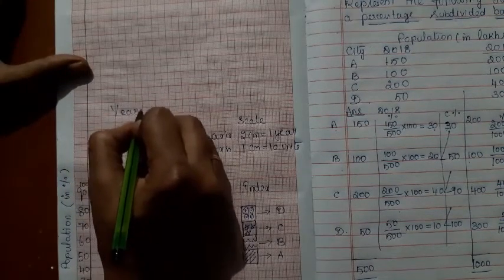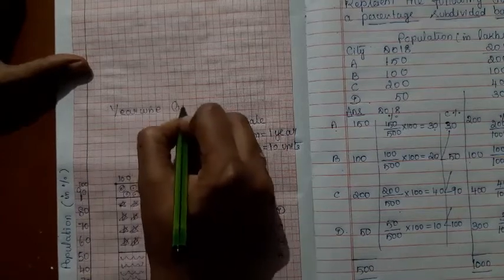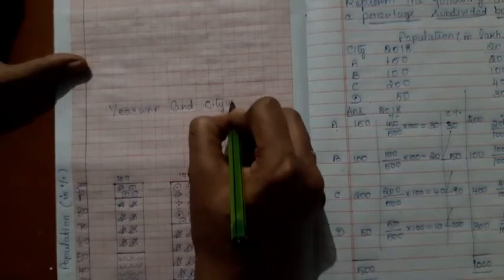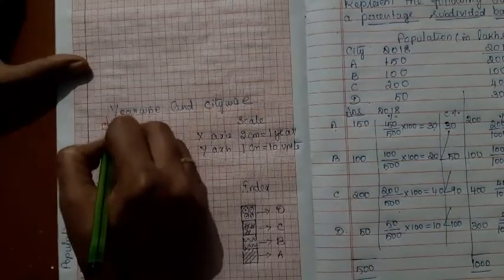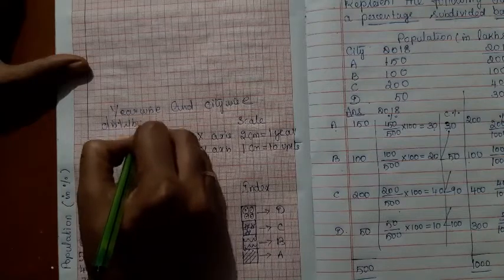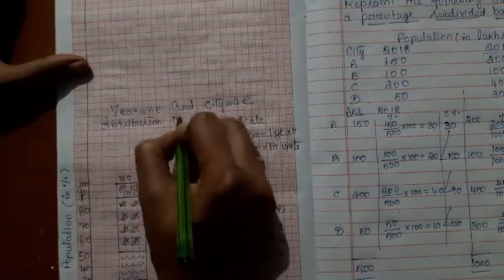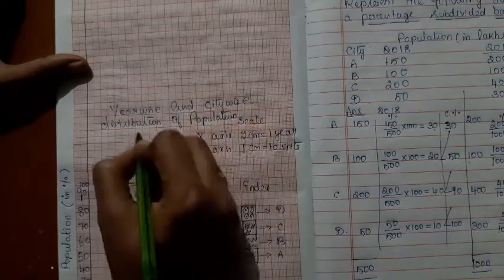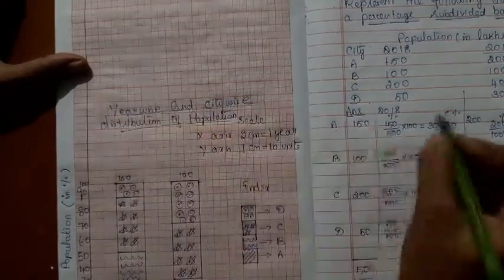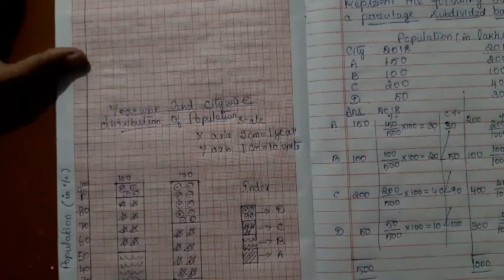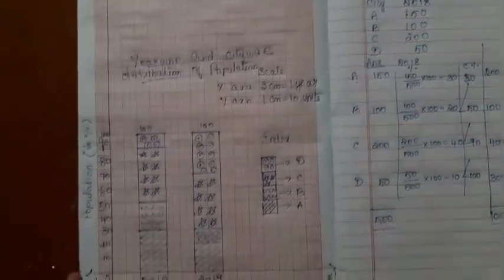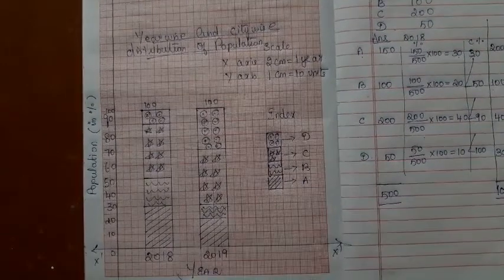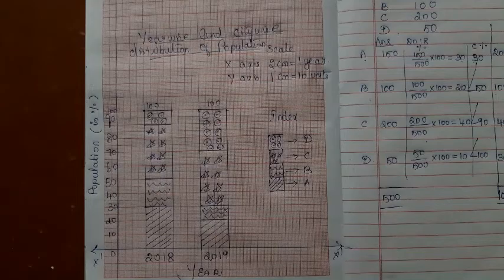Year-wise. And what is ABCD here? City. City-wise. Distribution of population. Year-wise and city-wise distribution of population. That's all is the information about the data given in the problem. So, this is how you draw a percentage subdivided bar diagram. This is called percentage subdivided bar diagram.